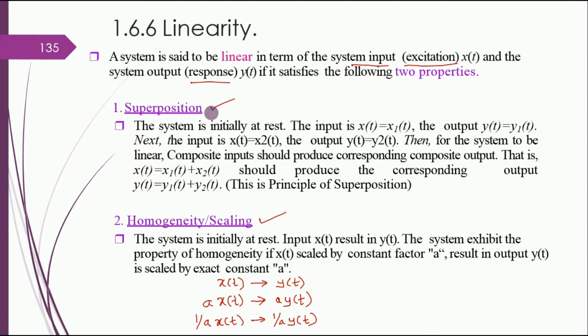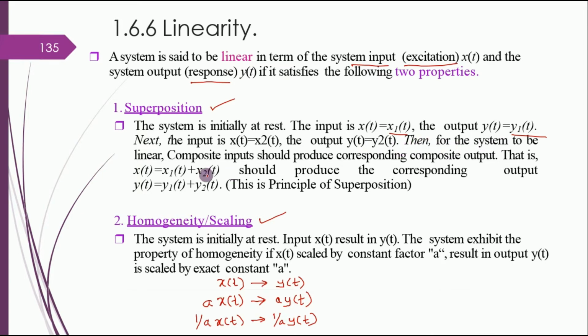So, to understand superposition, let us go through this statement. Think that the system is initially at rest. When the system is at rest, the input is x of t equal to x1 of t, and the output we get with this input is y of t equal to y1 of t. Next, we apply the input as x of t equal to x2 of t. This is suffix, okay? x2 of t, and the output we get is y2 of t.